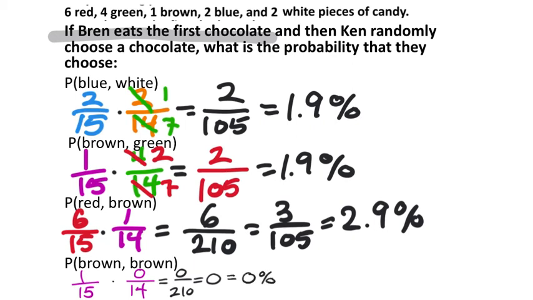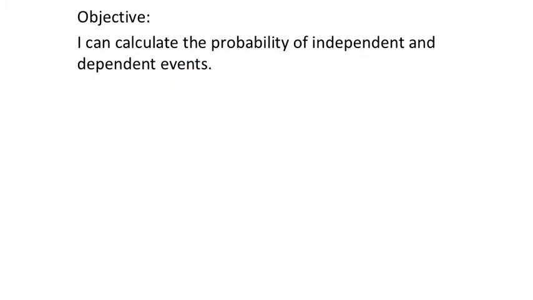So there's our 4 answers for this one. And that's our objective right there. So that concludes this lesson. Of course, the objective, I can calculate the probability of independent and dependent events. You should feel pretty comfortable with this, especially if you can do independent events. There's no reason you can't do dependent events as well. You will have to think about it just a little bit more, but it's definitely doable.